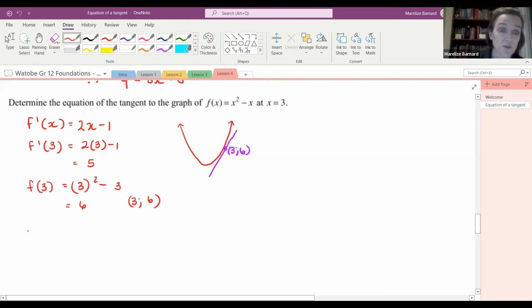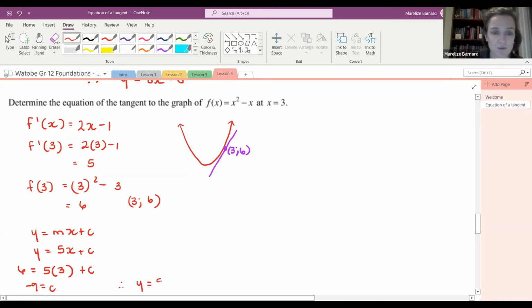Okay, and so we've got the tangent point, we've got the gradient, we've got y equals mx plus c. We replace the m with our derivative value at 3, which is 5, and then we sub in 3 and 6. So y is 6, x is 3, plus c. Subtract 15 on both sides, we get -9. Final answer, y is equal to 5x minus 9.